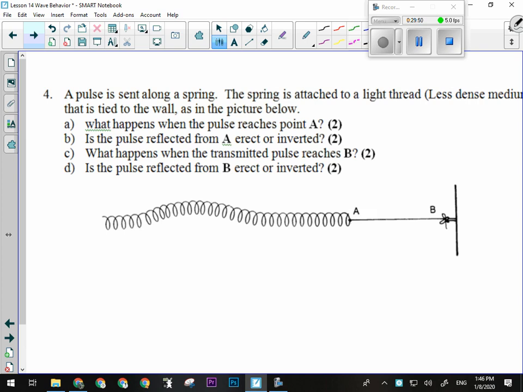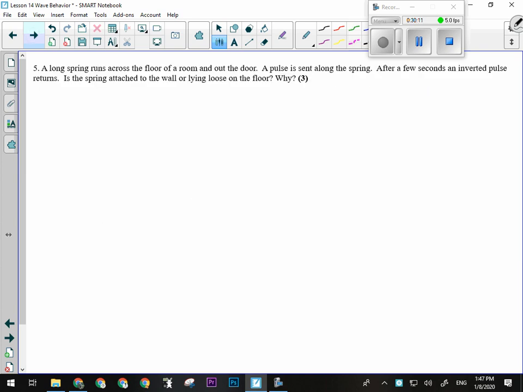Okay, is the reflected pulse upright or inverted? Well, if I'm going into a less dense medium, my reflection will be upright. What happens when the transmitted pulse reaches B? When it gets to B, it will reflect off. Will that reflection be upright or inverted? Inverted.